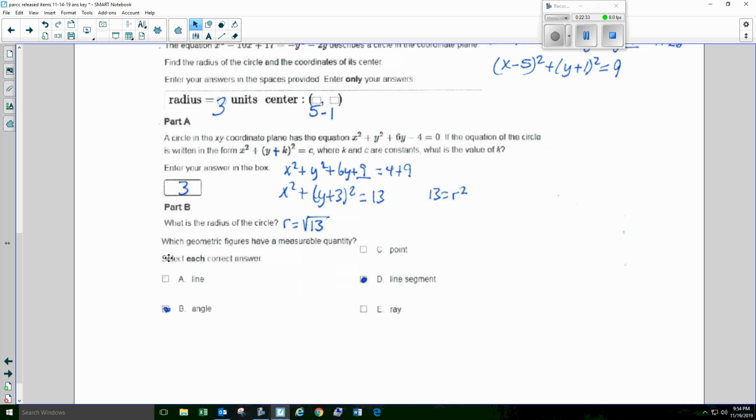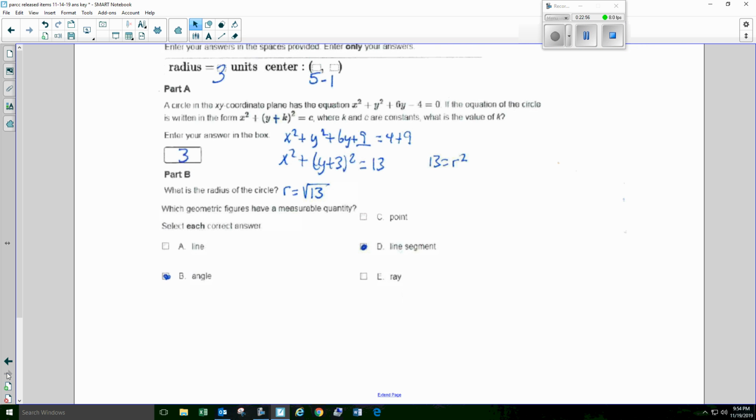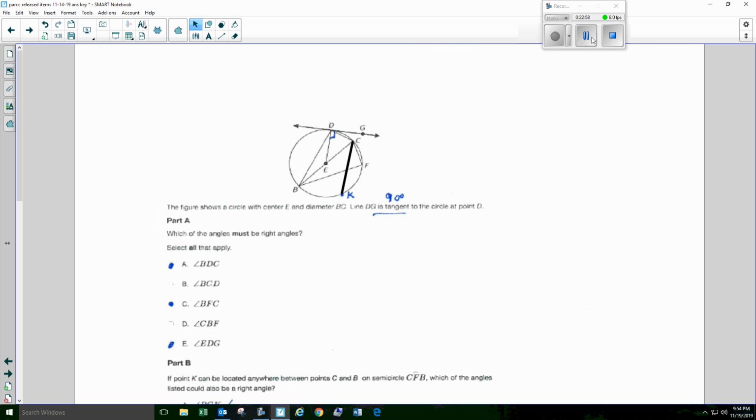All right, which geometric figures can you measure? Obviously, you can't measure a line. It goes on forever in both directions. You can't get that distance. You can't do a point. Point, remember, has 0 dimension. There's nothing there, so you can't measure that distance. You can measure an angle, and you can measure a line segment. Again, a ray starts somewhere and goes on forever, so you cannot measure that. So it's only these two. And that is it. 23 minutes.